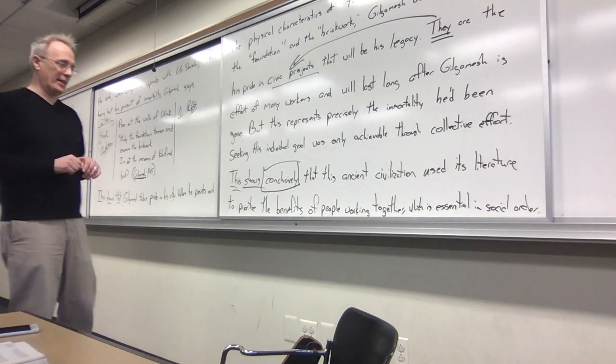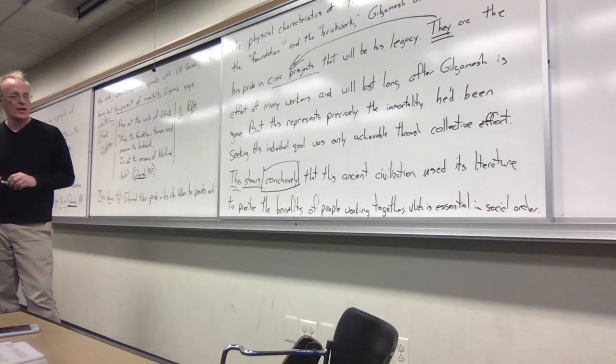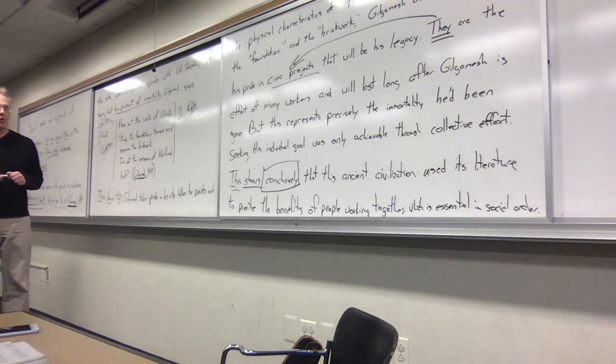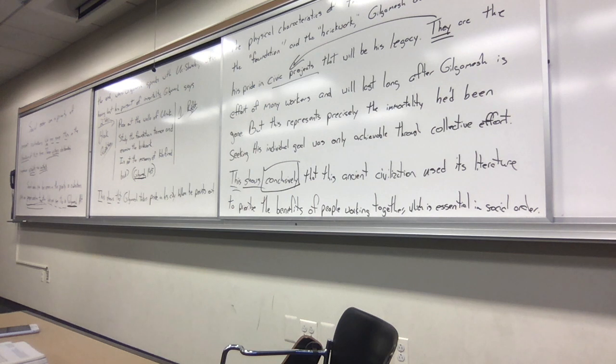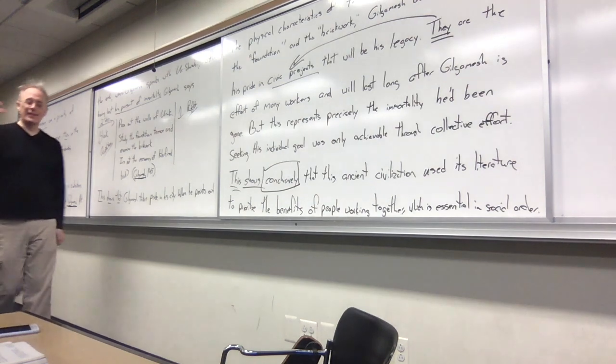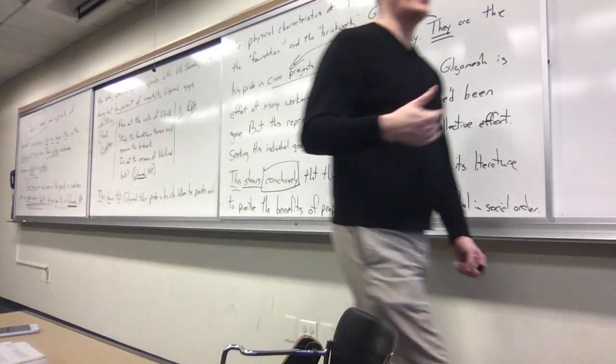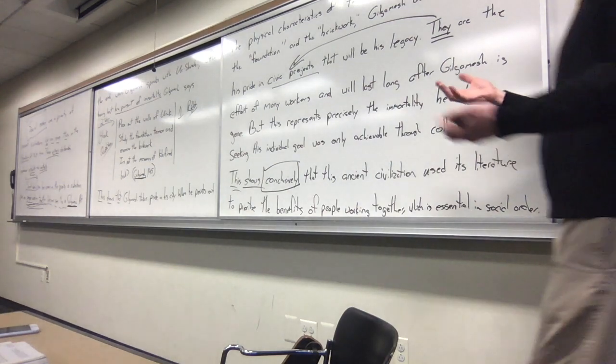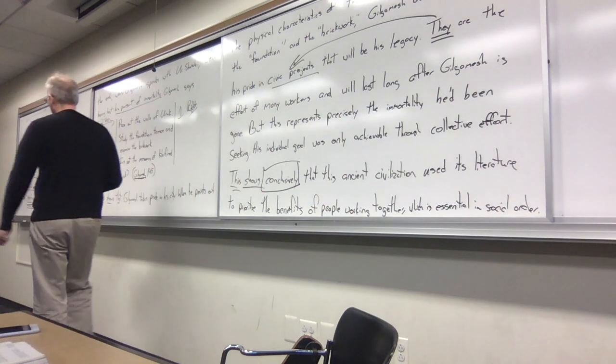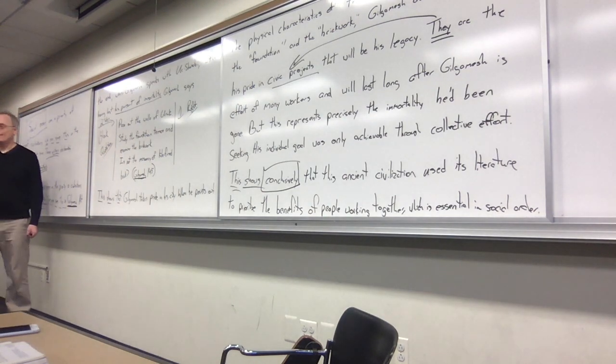This shows conclusively that this ancient civilization used its literature to prioritize the benefits of people working together, which is essential in social order. Social order is the very first phrase of this essay, of this paragraph, and it is the controlling idea of this lead-off paragraph. I'm citing these things very specifically. I am trying to give my reader a sense of confidence in this. Everything I'm writing is very deliberate.